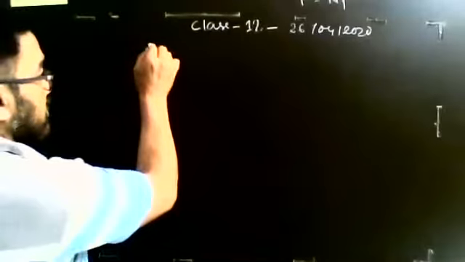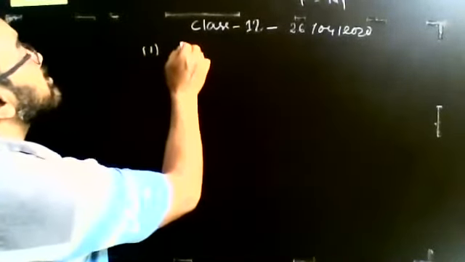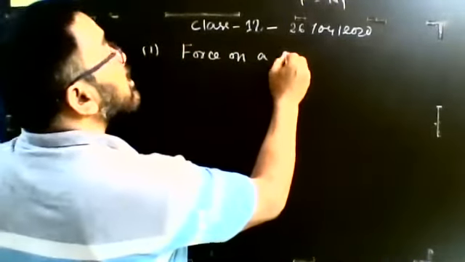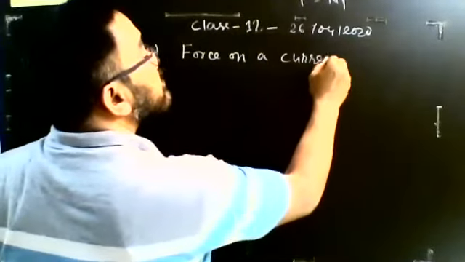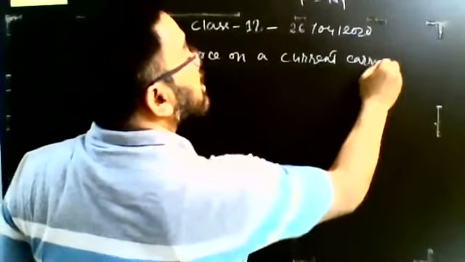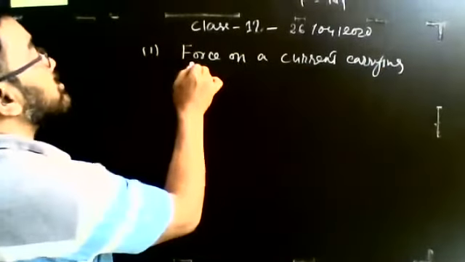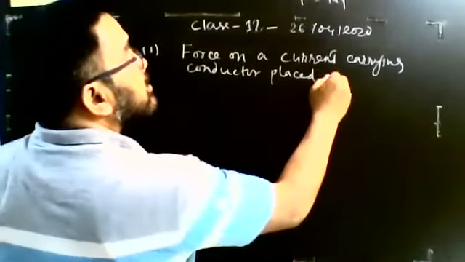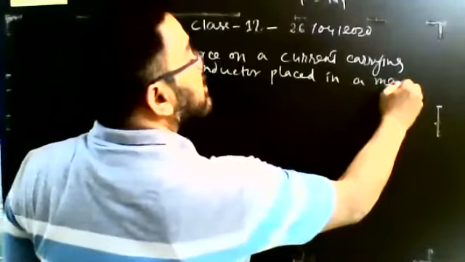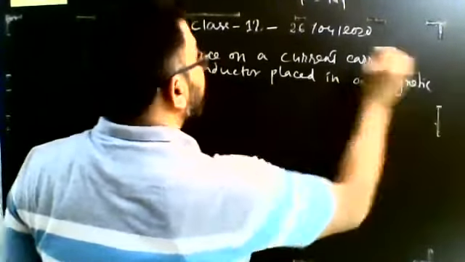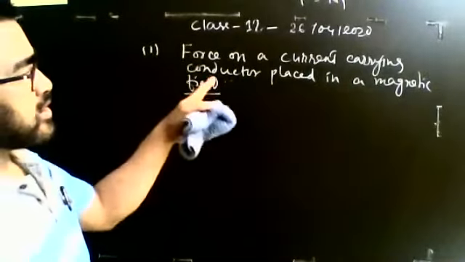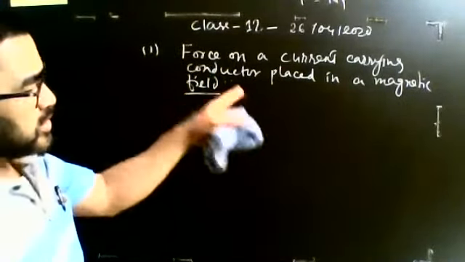So today we will discuss two topics. One is force on a current carrying conductor placed in a magnetic field. So this is the topic: force experienced by a current carrying conductor when it is placed in a magnetic field.